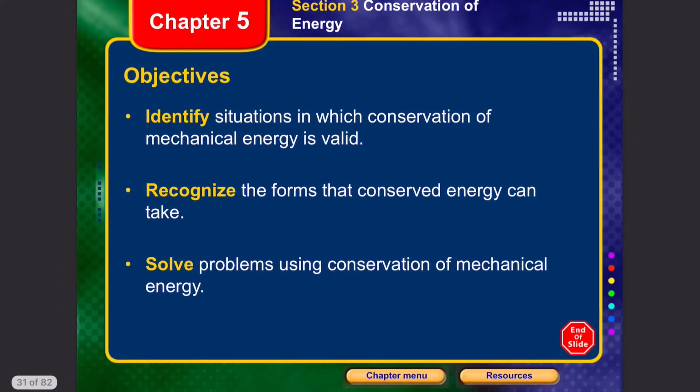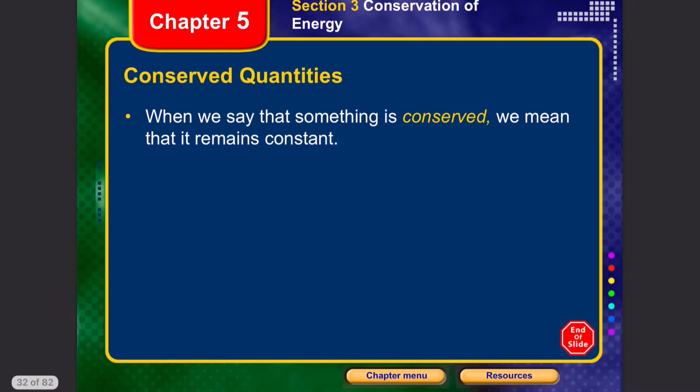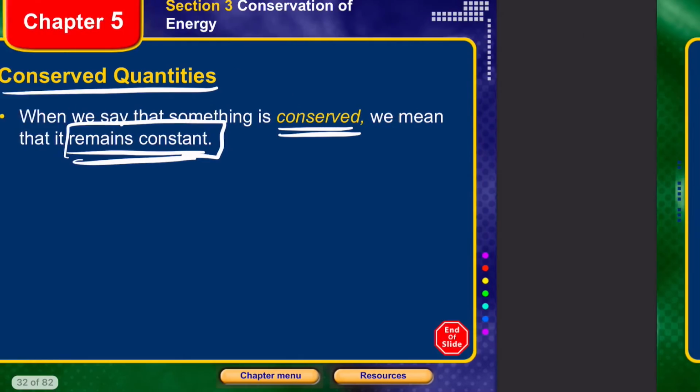Next, let's enter into the topic of conservation of energy. In this, we are going to try to identify situations in which conservation of mechanical energy is valid. Second, to recognize the forms that the conserved energy can take. And finally, solve problems using conservation of mechanical energy. So let's enter into conserved quantity. What do we mean by the term conserved? Whenever we say the term conserved, it means that it remains constant. This is really important to remember.